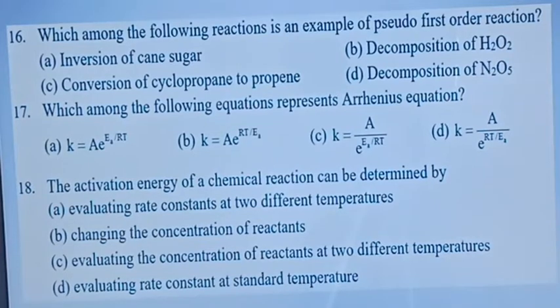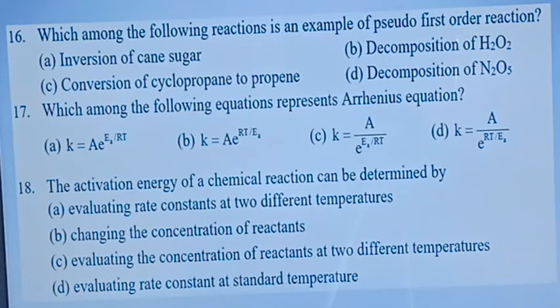Question number 18. The activation energy of a chemical reaction can be determined by. How to determine activation energy? So activation energy can be determined by one method, which is evaluating the rate constant at two different temperatures, which again is an application of the Arrhenius equation. The correct option is option A only.